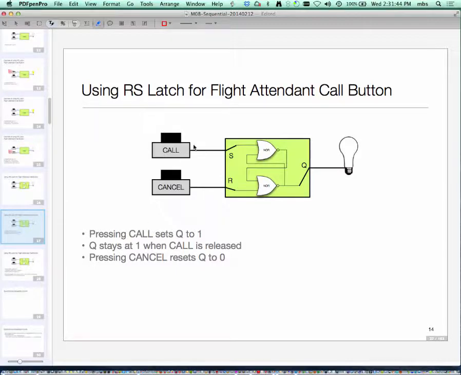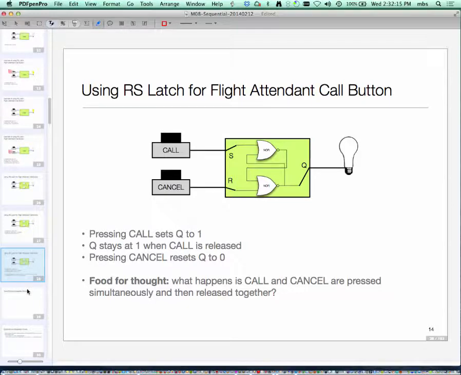So pressing call, going back and referring to our state table, will make Q equal to 1 and the bulb is going to light up. And then Q will stay 1. Once we release the call button, both R and S are 0. By our state table, Q will retain its state and remain 1. Then pressing cancel means I'm asserting R to be 1 and therefore Q will become 0.